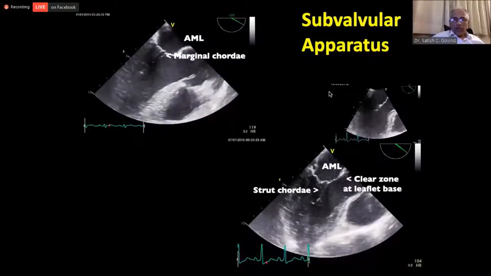Now, coming to the subvalvular apparatus, we have to be a little more detailed here. Let's look at the anterior mitral leaflet. If you look at it closely, it has chordae which attach here, to the margin, so they are called marginal chordae. Then you have a few chordae, not many, called strut chordae, which attach to the mid segment. But what is important is that the base of the leaflet does not have any chordae, and this is the clear zone. This is how the anatomy of the AML is when it comes to the chordae.